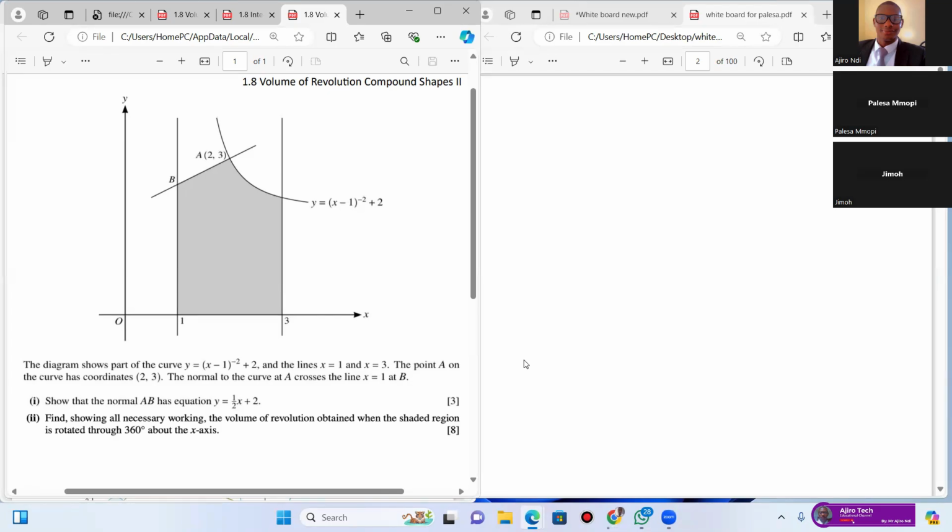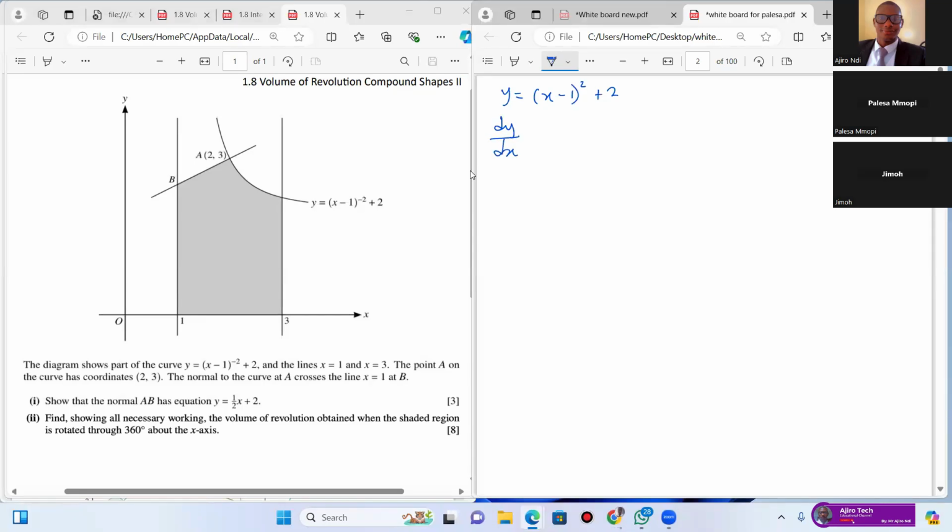Can we use that formula y minus y1? No, we can't. The curve is y equals (x minus 1) squared plus 2. You find the derivative of this curve so that I can know the gradient at this point. Can you see my cursor?